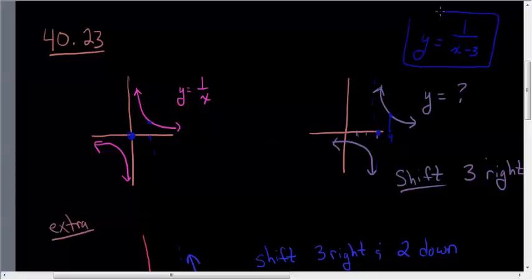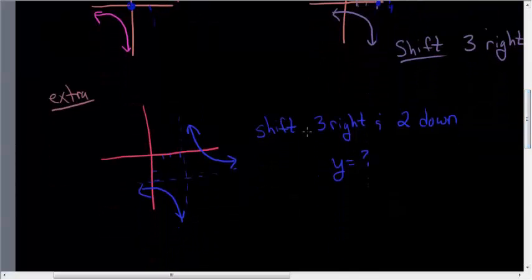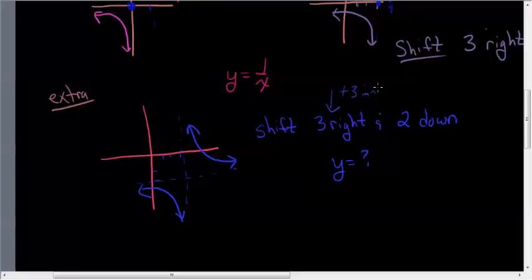So when I shift to the right or the left, I'm shifting in the x direction. I subtract the shift. When I shift 3 right, I subtract 3 from the x. Okay, here's a little extra bonus for you. What if I want to shift 1 over x? Remember my original function in the pink was y equals 1 over x. I want to shift it 3 right and 2 down. Well, 3 right is positive 3 in the x, 2 down is negative 2 in the y.